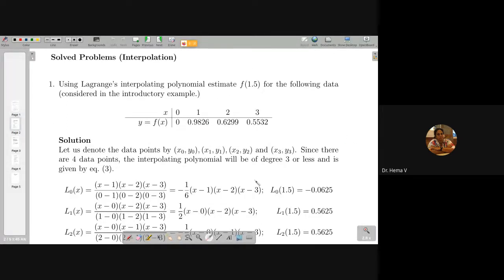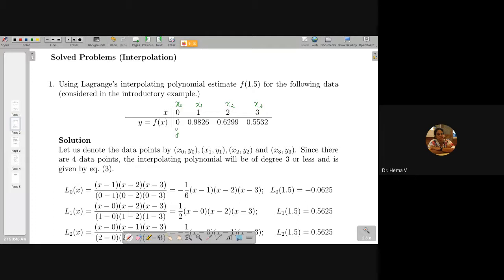So look at the problem. Using Lagrange's interpolating polynomial, estimate f of 1.5 for the following data. Here x is equal to 0, 1, 2, 3. How many data values are here? It is 1, 2, 3, 4, isn't it? So keep this as x0, this is x1, this is x2, and this is x3. Correspondingly we have the y values, where y is equal to f of x.